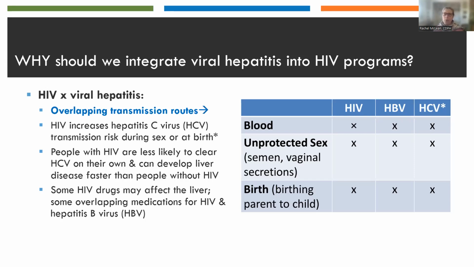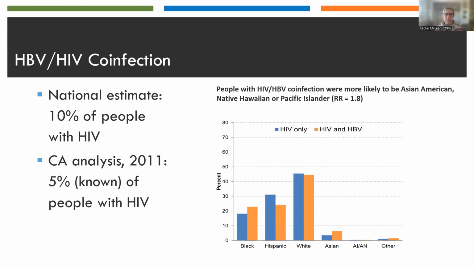There's overlap between HIV and hepatitis B medications, and also some HIV medications can affect the liver. And so it's very important. These are syndemics that travel together with some exceptions. And so this is one reason why it's important to integrate our services.